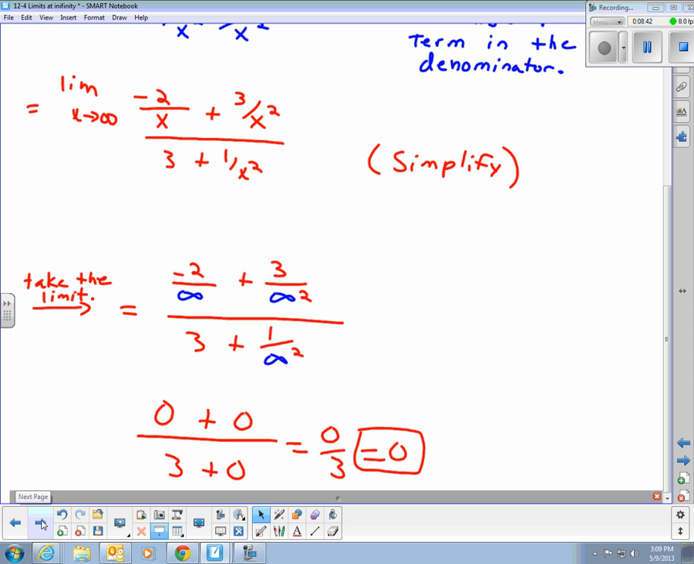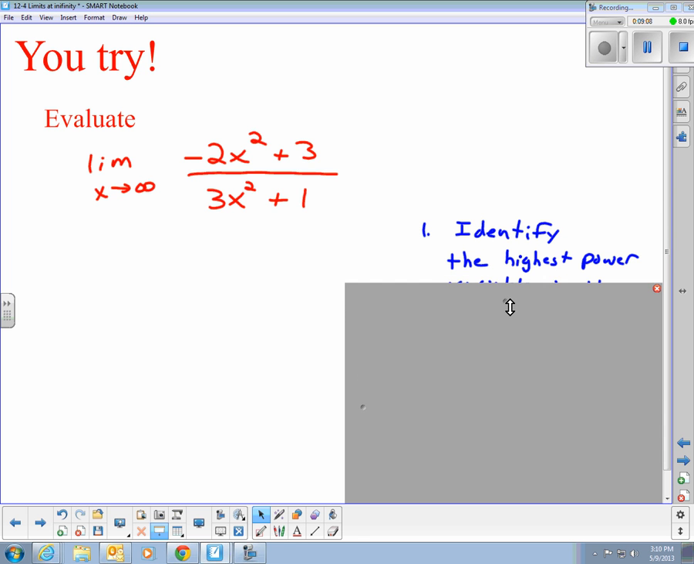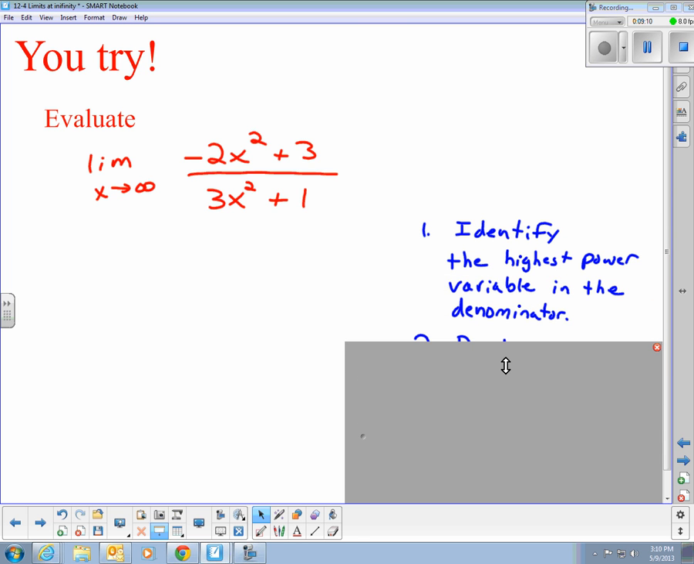Okay, moving on, the last problem I want you to try on your own, and this is something I could collect tomorrow and say, hey, give me your problem as a homework check. All right, we're going to evaluate the limit as x goes to infinity of negative 2x squared plus 3 all over 3x squared plus 1. Now you might notice this example is very similar to the last example, but they are a little different. So let's take a look.